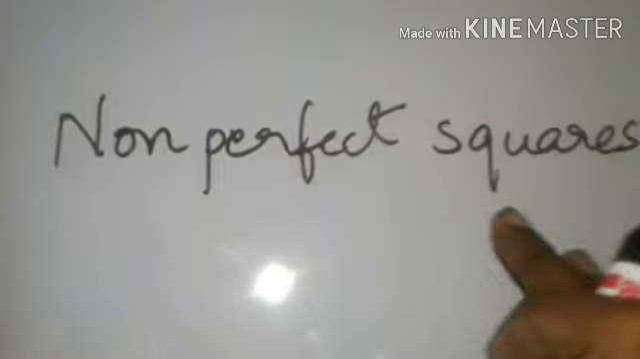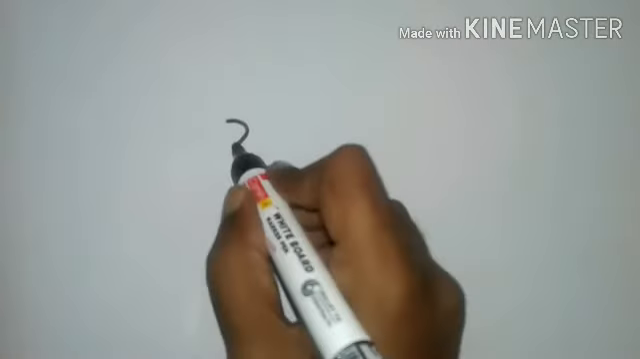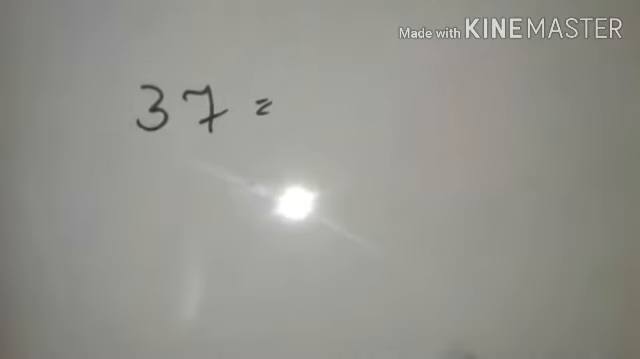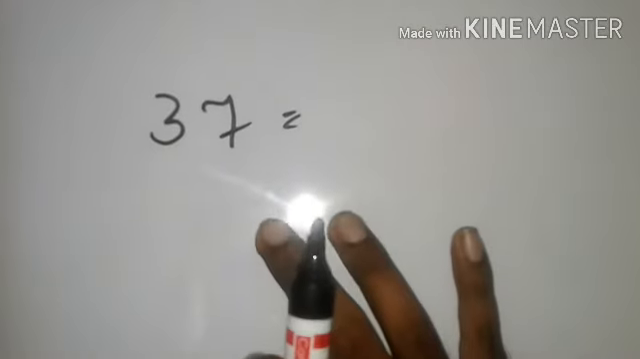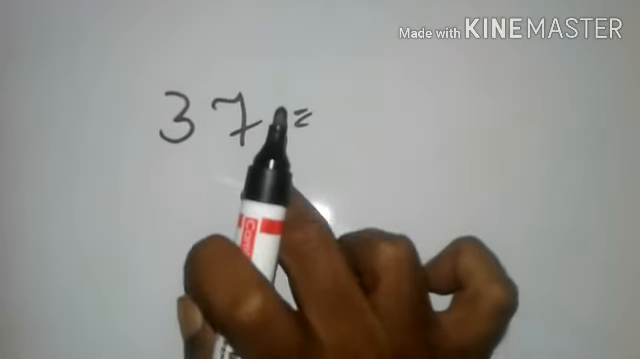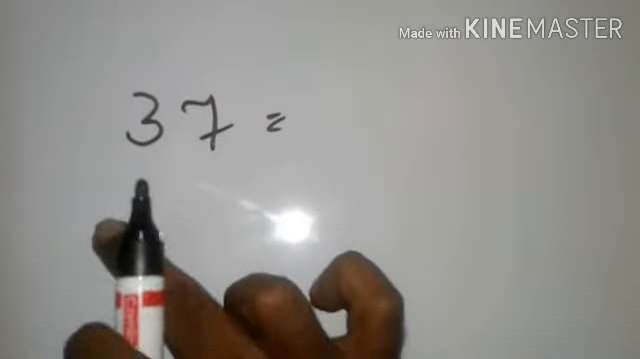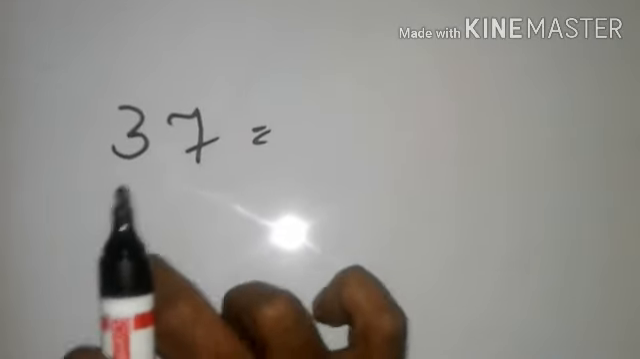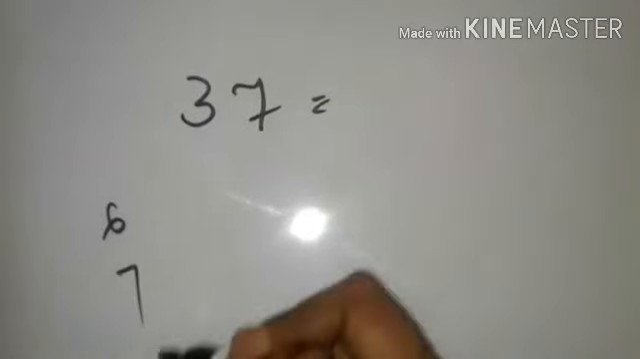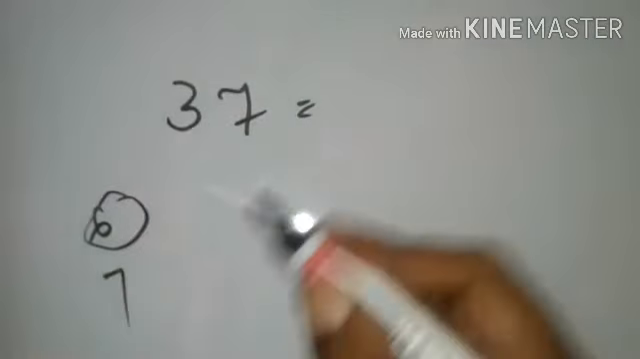Estimate the square root of a non-perfect square, for example 37. So how to estimate this? It's as simple as that. I'll tell you a method and explain why it works. So 37 lies in between 6 and 7, right? 6 square is 36 and 7 square is 49. So it should be 6 point something.